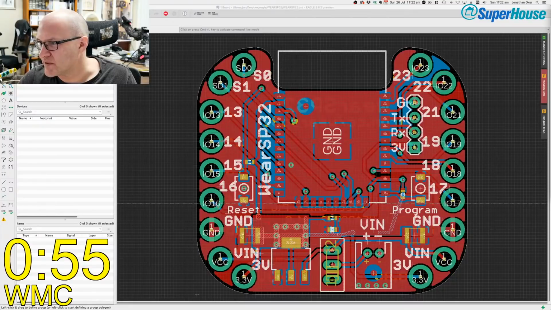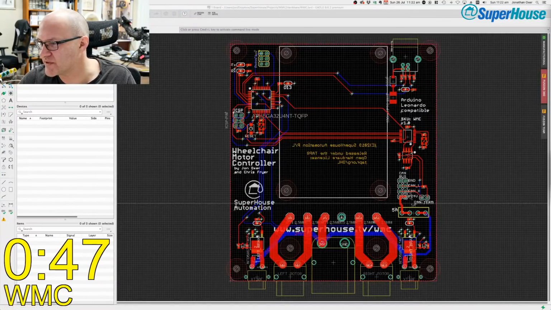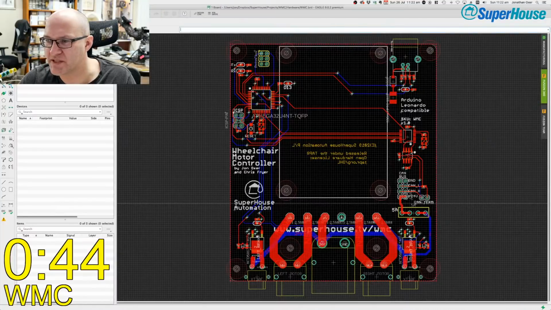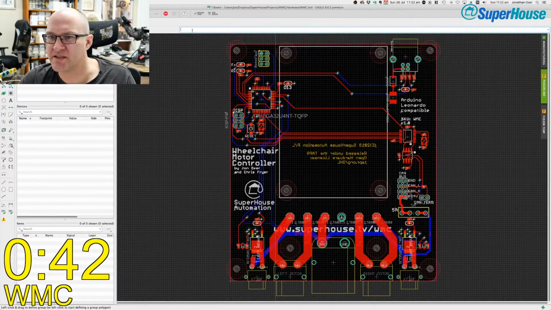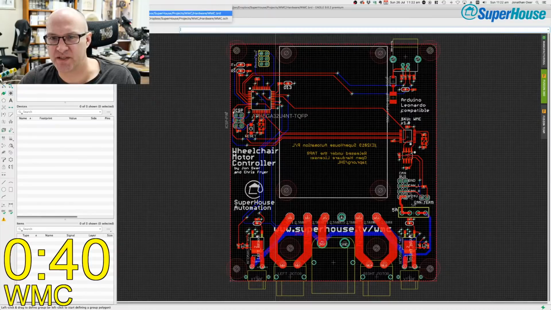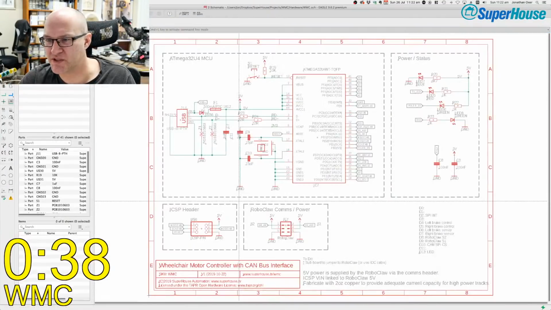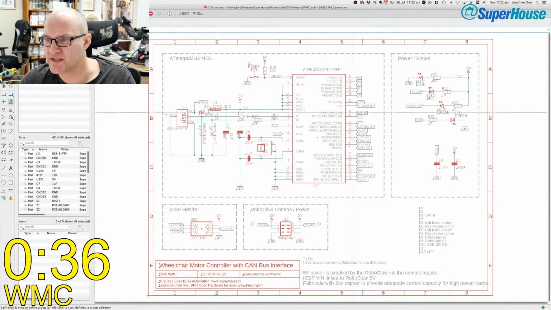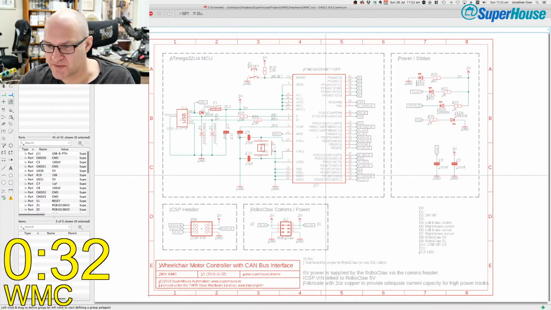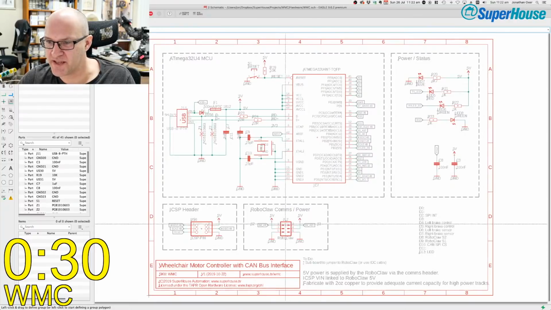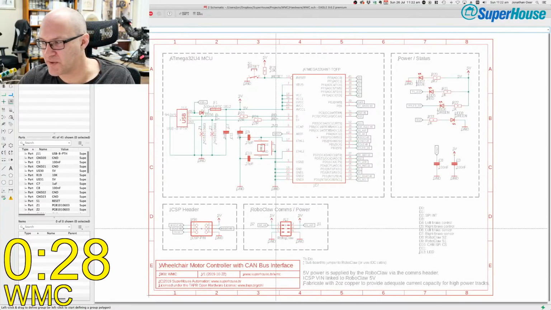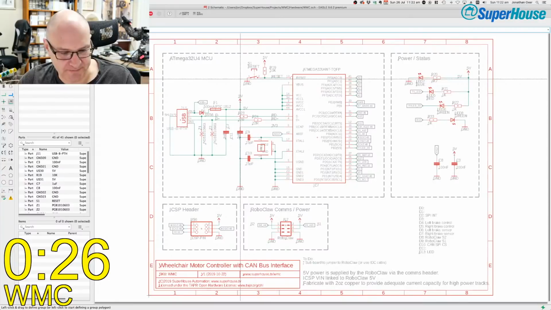WMC. Oh, wheelchair motor controller. This is hardware. I've got to dig down through another directory here to get to the right file for this. This is a complete replacement for the motion controller of a wheelchair. And in this case, it's got an ATmega32U4 on it. I don't know why I used that processor on that. It doesn't really make a whole lot of sense. And there is a header that goes to a RoboClaw combat robot motor controller.